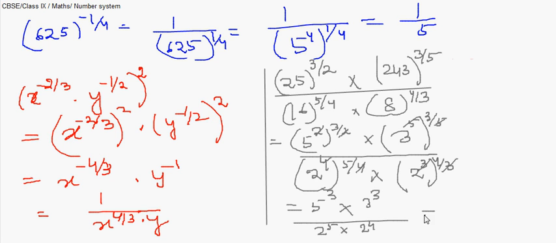5 to the power 3 is 125. 3 cube becomes 3 threes are 9, so 27 by 2 to the power 5 with 2 to the power 4, which is 32 and this would be 16. If I multiply the numerator, I get 3375 upon 512. We take a few more questions in the next few sessions. Thank you.